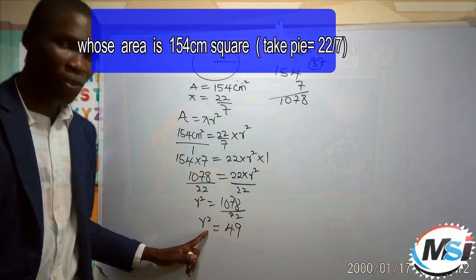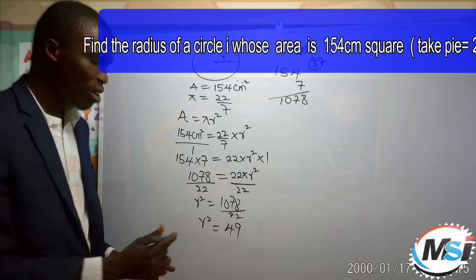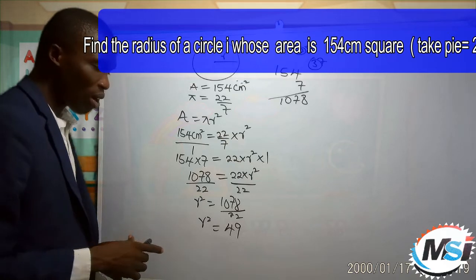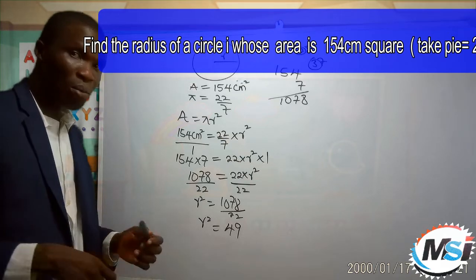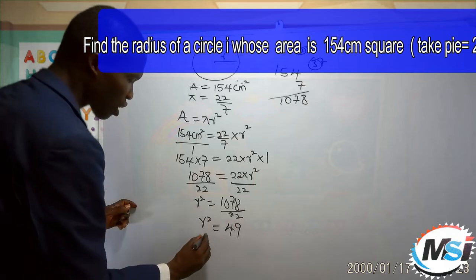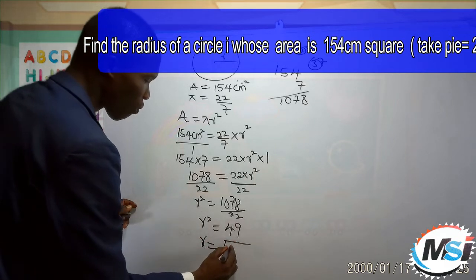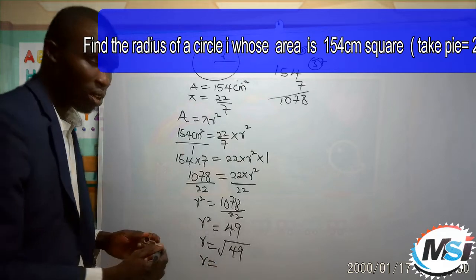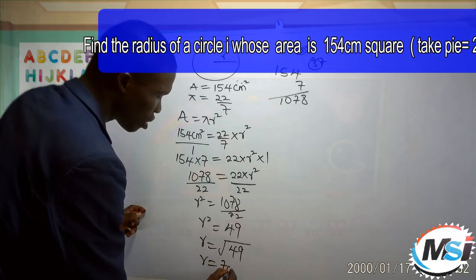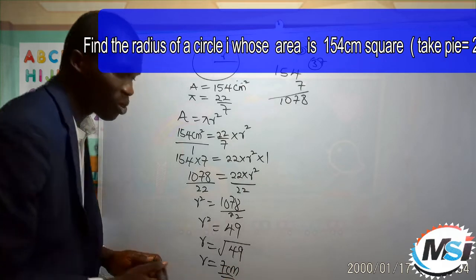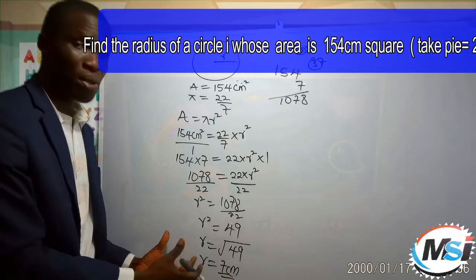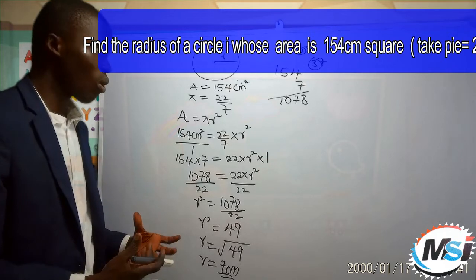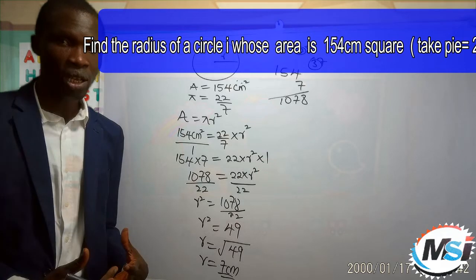Now r squared is here, and we have 49 here. We cannot leave our answer like this, so we have to remove the square, but we cannot just remove it. We can only remove the square by taking the square root of both sides. So this will give us r equals square root of 49. So to find the square root of 49, we are going to have 7 centimeters. So this is just the basic principle on how to find the radius of a circle. I believe you understand it.